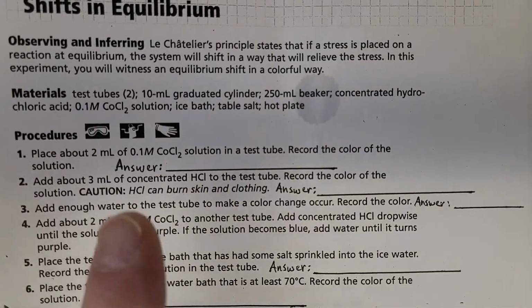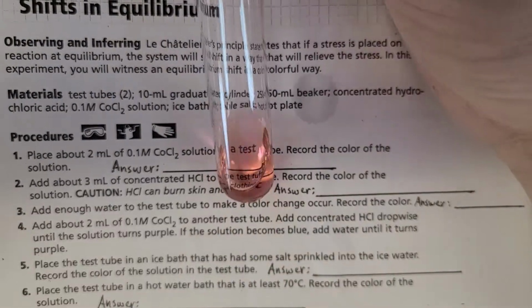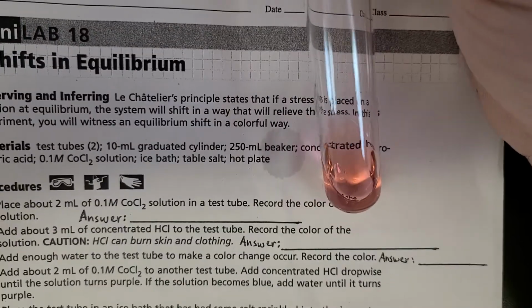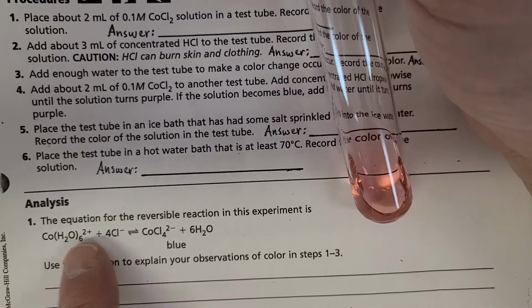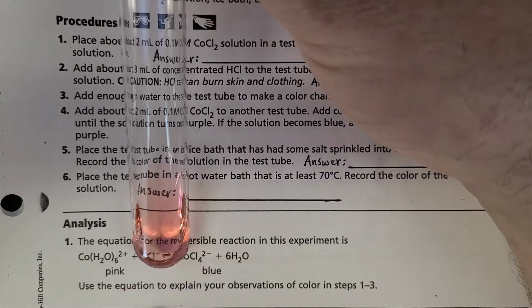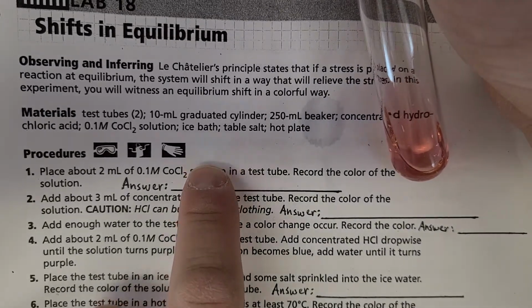So place about 2 mL of 1.1 molar cobalt(II) chloride solution in a test tube. Record the color. I've already done that, so you can take a look and see what you see here. Of course, it all has to do with this equilibrium here. You can see what the color is, so we can write that down here.